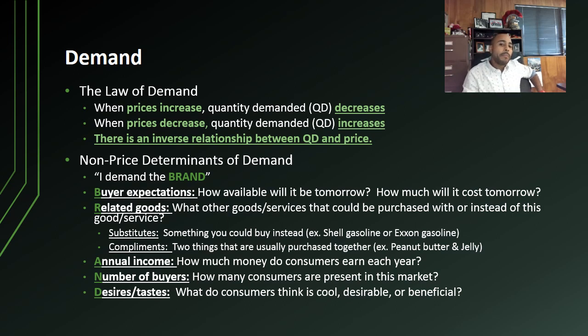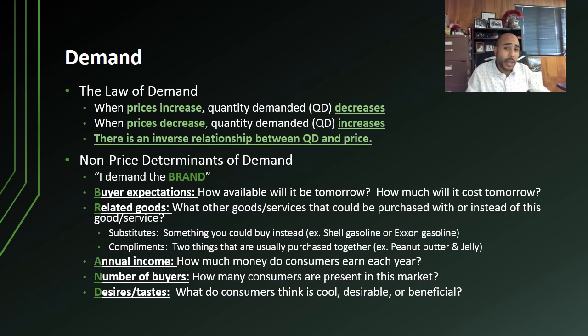Now, the B in brand stands for buyer expectations. Buyer expectations has to do with availability and price that buyers expect in the future. So if buyers expect something to be sold out tomorrow, they're going to rush out to buy it today. Or if buyers expect that something's going to be more expensive tomorrow, they're going to rush out to buy it today. Those things would cause demand to increase. However, if buyers think that something is going to be easier to get tomorrow, or if they think it's going to be cheaper tomorrow, then they will reduce their demand for that product today, and the demand would decrease.